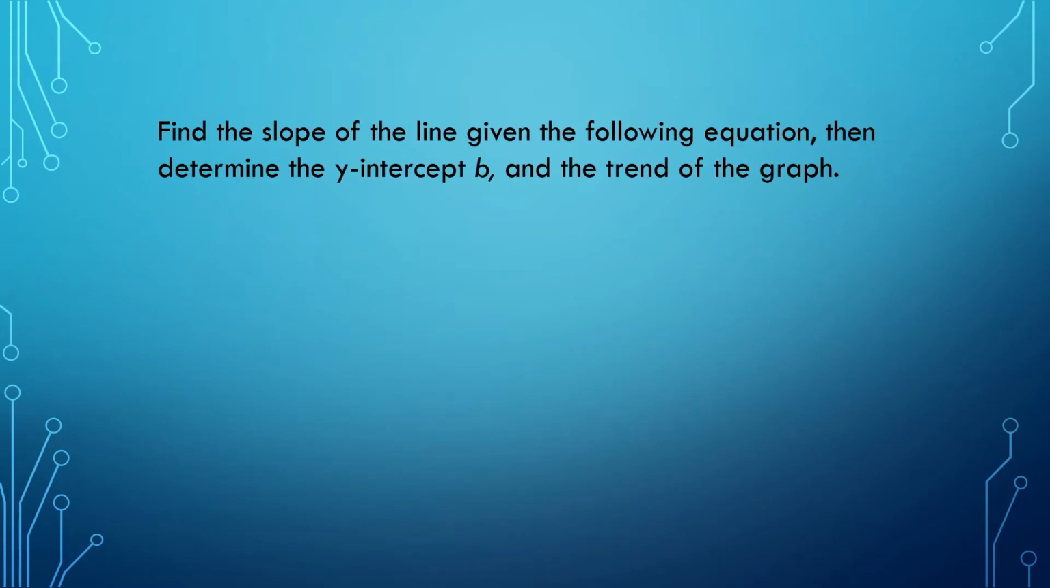Now, let us find the slope of the line given the following equation. y is equal to 2x plus 5. Then, determine the y-intercept b and the trend of the graph, because later we will graph this equation. We know that the slope-intercept form is y is equal to mx plus b, wherein this is our slope, m, the numerical coefficient of x, and this is our y-intercept.